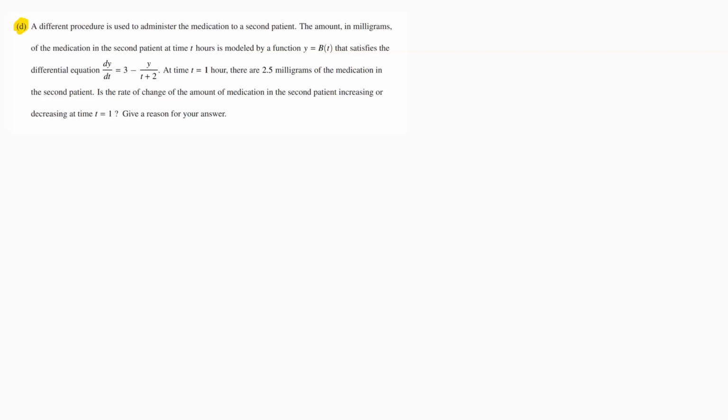We're being told that we've got this original function y equals b of t, and that function satisfies this differential equation here. So it has this derivative, is a fancy way of saying what they're saying. And then it tells us that off the original function, when we plug in 1, we get out 2.5. Then the question is asking: is the rate of change increasing or decreasing at this specific time?